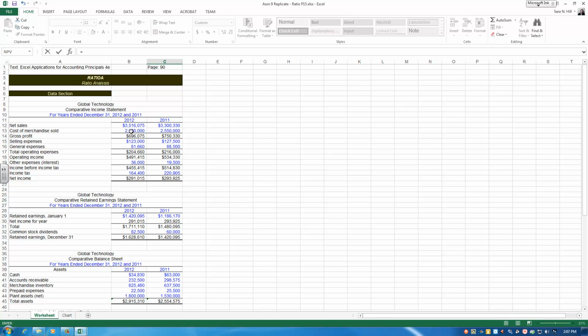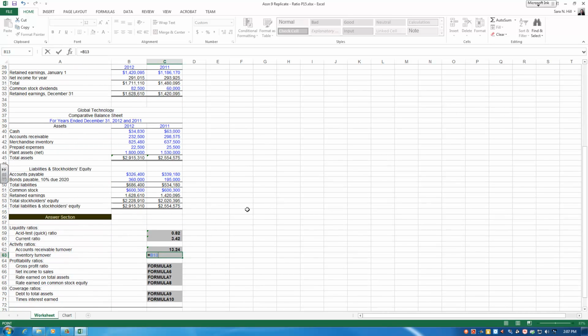So B13, okay, this is what I'm going to use as my numerator. I'm going to divide that by my denominator, which is the average inventory. So I'm going to see right here in my comparative balance sheet, it's where I've got my merchandise inventory. Knowing what I just did, we're going to need two parentheses. So I'm going to just put 2 in there right away.